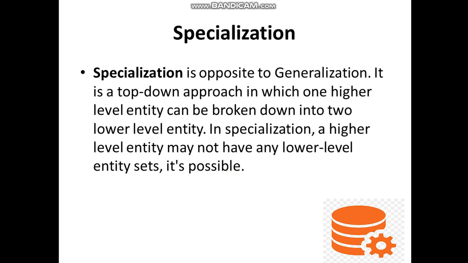Next is specialization. Specialization is opposite to generalization. It is a top-down approach in which one higher level entity can be broken down into two or more lower level entities. In specialization, a higher level entity may not have any lower level entity set.